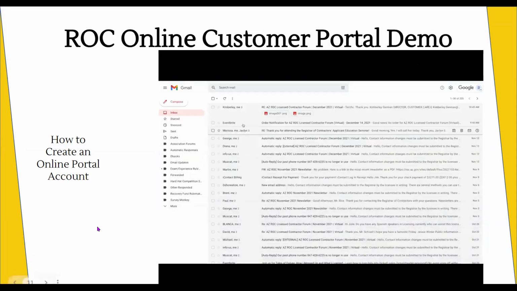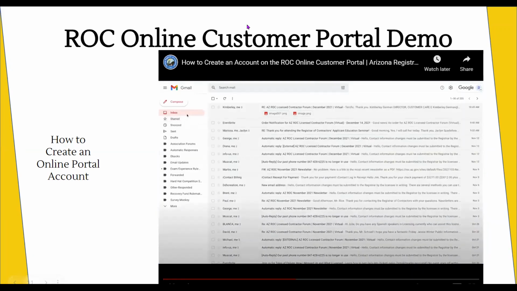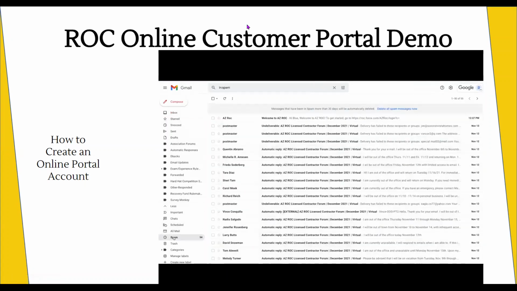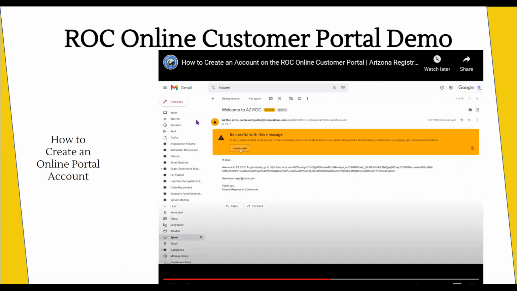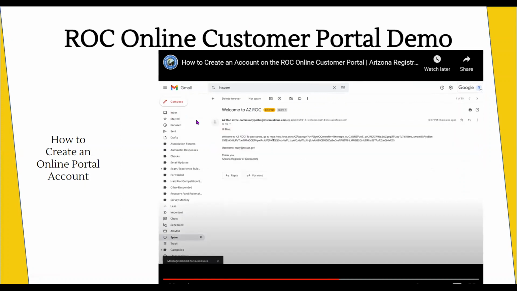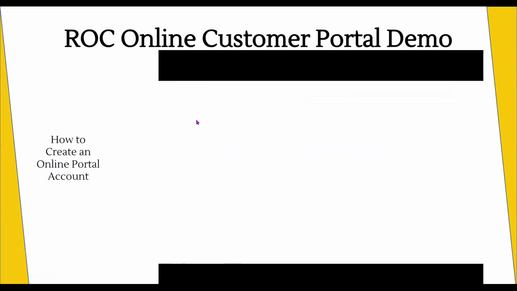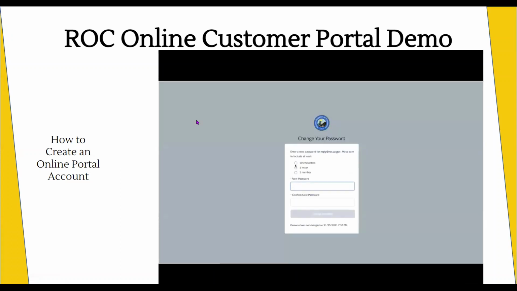Next, you're going to need to go check your email. If you don't see the Welcome to AZ ROC email in your inbox, please check your spam folder. And look, there it is, Welcome to AZ ROC. There will be a link in the email to help you set your password. If the link is not clickable, just copy it and paste it in the search bar. Next, you're going to need to create a password. It needs to be 10 characters with at least one letter and at least one number.